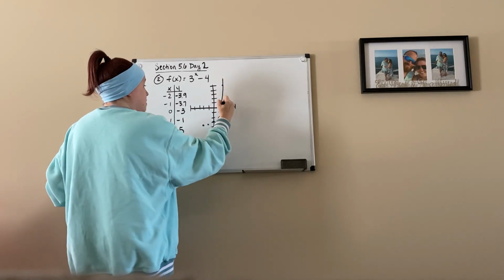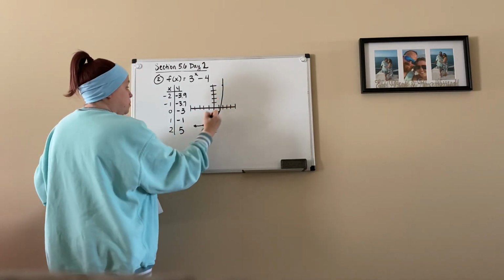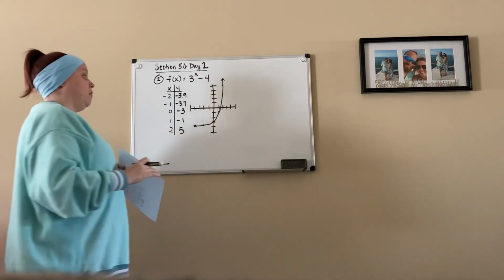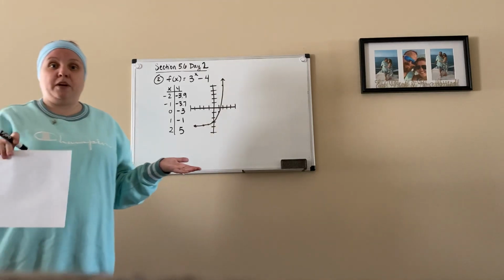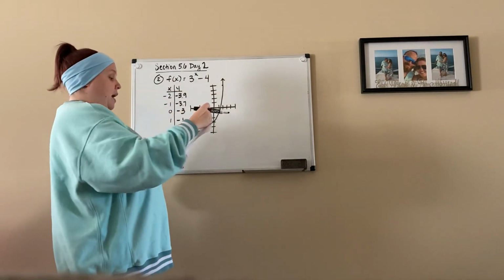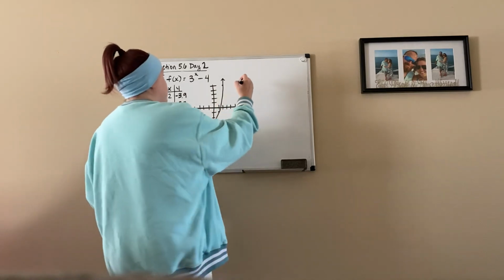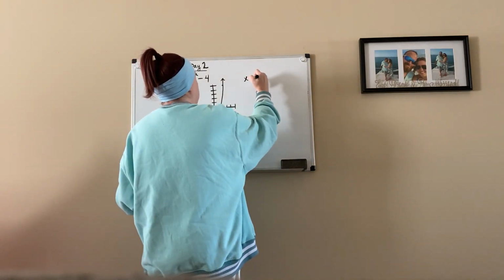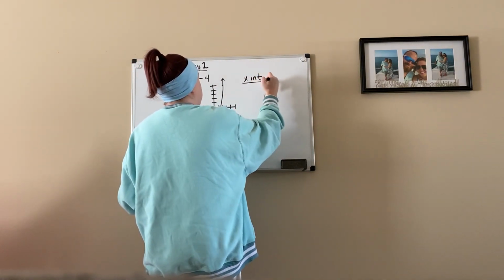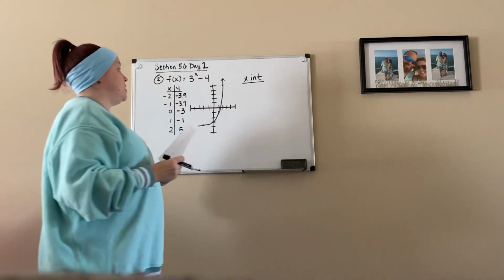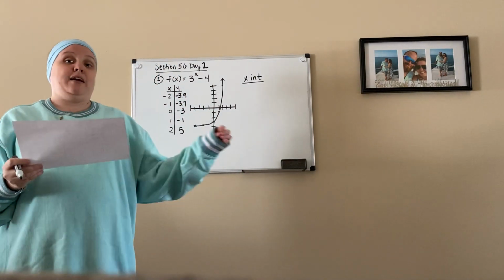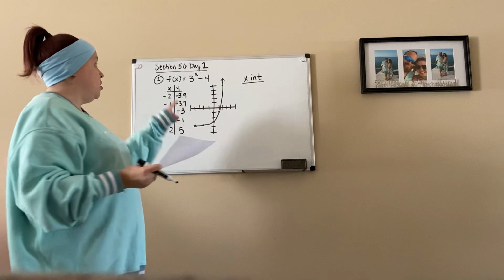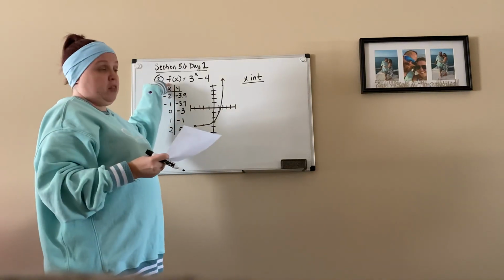That is our exponential graph. Not hard to graph either, pretty easy. But now we're going to be asked to find the x-intercept instead of the y-intercept. The x-intercept is where y is 0 instead of x. Well, f of x and y are the same thing.